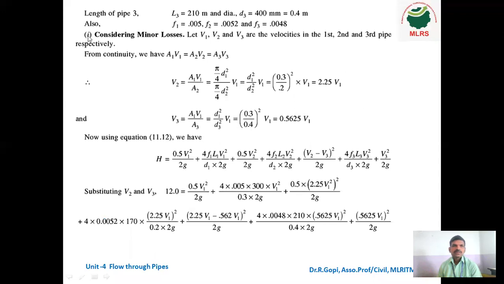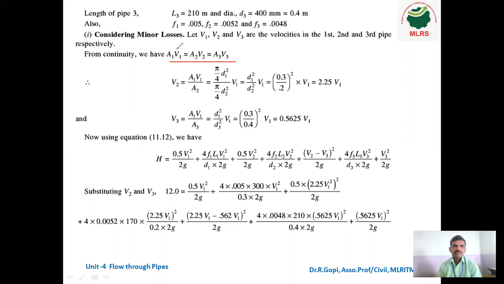Let the length of pipe 3 L3 be 210 meter and its diameter D3. Also F1 is written. Considering minor losses, the first case is considering minor losses. Let V1, V2, V3 be the velocities in the first, second and third pipe respectively. These are the corresponding velocities. Now apply the continuity equation. V2 is equal to A1 V1 divided by A2. So I am keeping V2 and V3 in terms of V1.